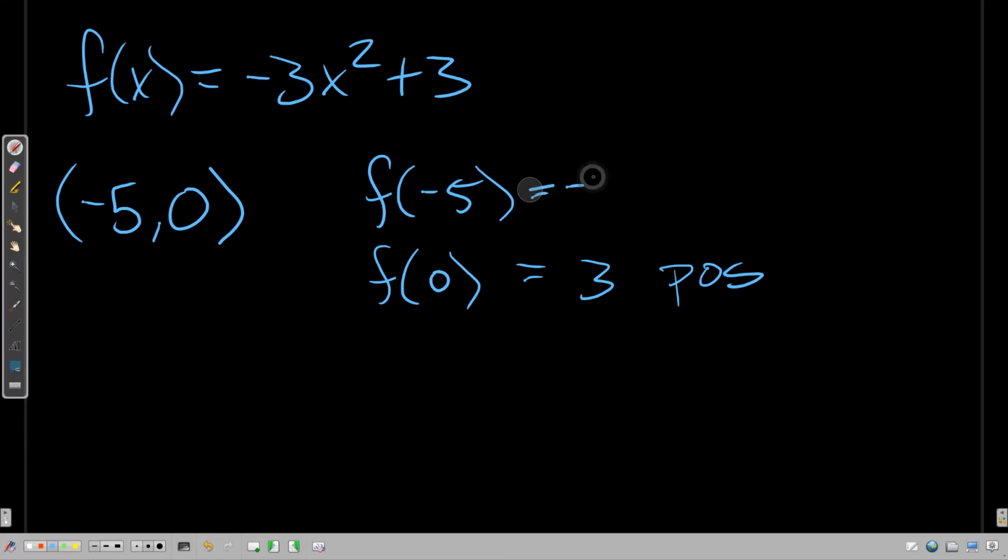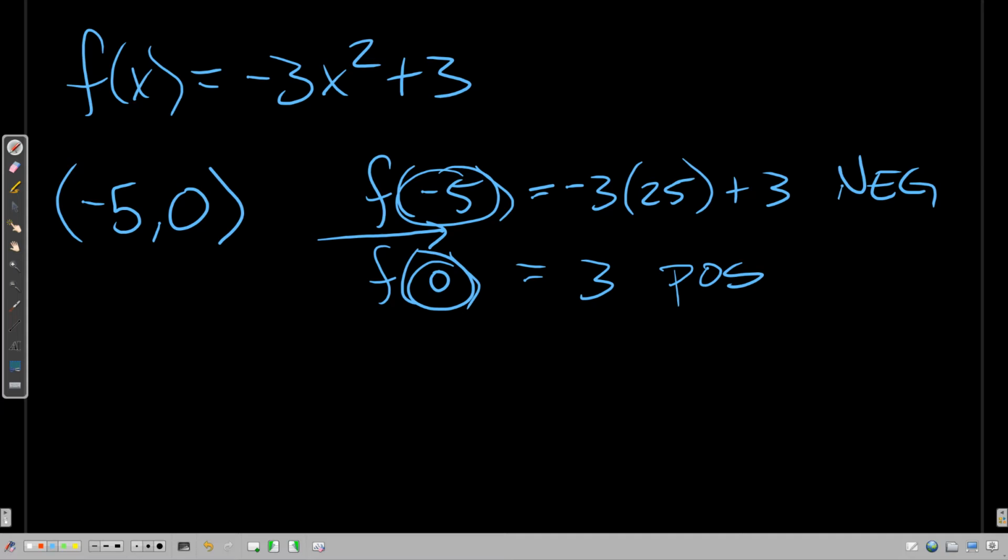Well, is it? We would have -3 times 25. Ooh, that's a big negative number. That's -75. And then you add 3. That's negative. So somewhere here in between -5 and 0, there is a number that causes this expression to come out to be 0. So this is one of the answers.